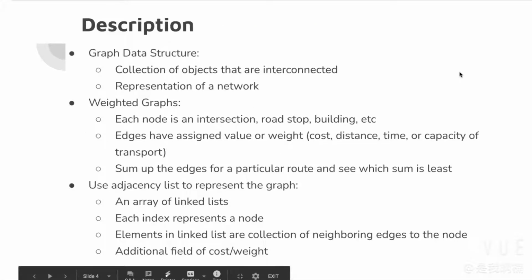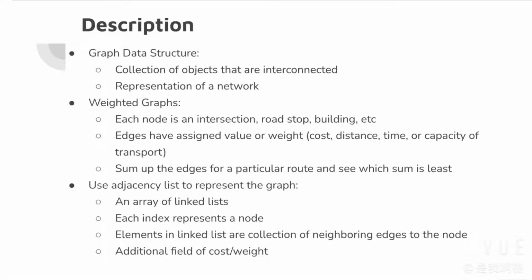Okay, so a description of the graph data structure. Essentially, it's just a collection of objects that are interconnected, basically a representation of a network. We don't know, but we can tell that Google probably uses weighted graphs, where each node is an intersection, road stop, building, etc., and edges between those nodes have some kind of weight or cost, which could be distance, time, or capacity of transport. And in order to use that information, you sum up the edges for a particular route and see which route sums the least.